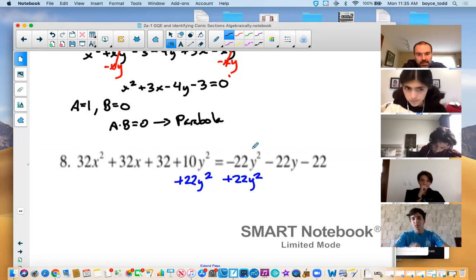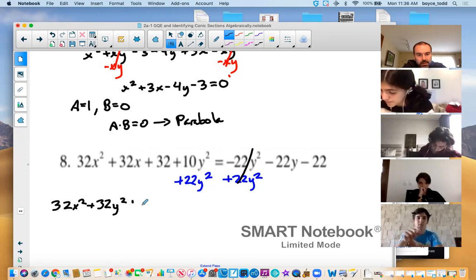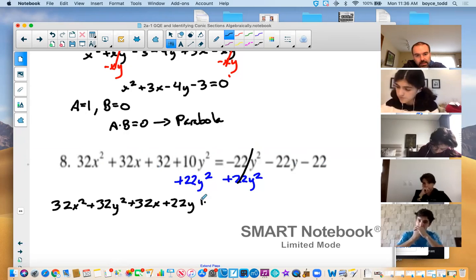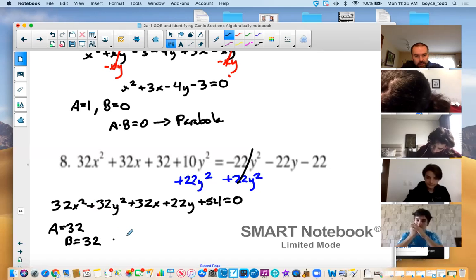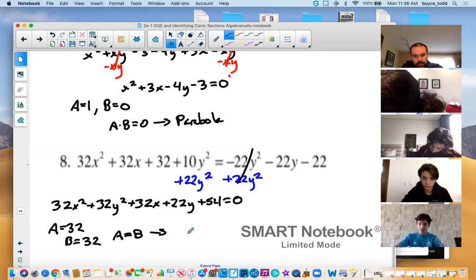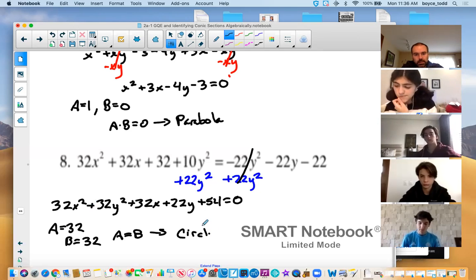So once I do this, this cancels out. I'll bring those over as well, but I'm going to get 32x squared plus 32y squared. So I got that 10 plus 22 plus 32x plus 22y brought over from the other side. And then 22 plus 32 would give me 54, right? So in this case, A equals 32, B equals 32, A is equal to B. So that means it's a circle, right?